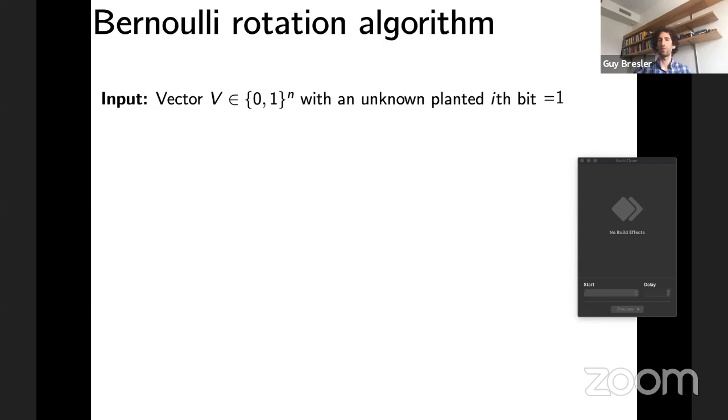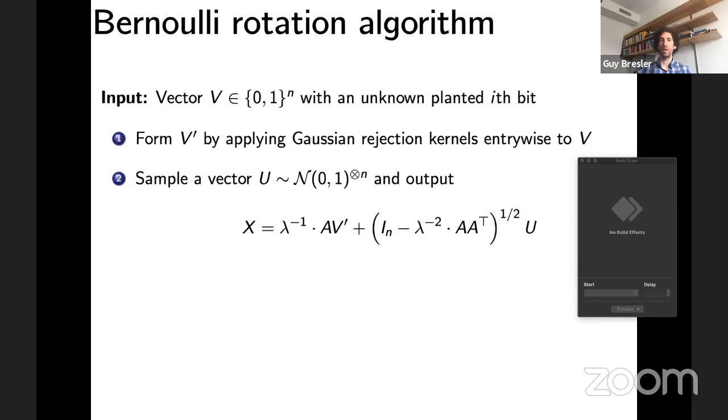It's a sample from the planted Bernoulli vector. We're going to apply the Gaussian rejection kernel, which Gaussianizes each entry to produce a vector v prime. We're going to sample some other vector u, which is isotropic Gaussian, and then we output this vector x, which is matrix A times v prime. So it's a linear transformation applied to the Gaussian vector.